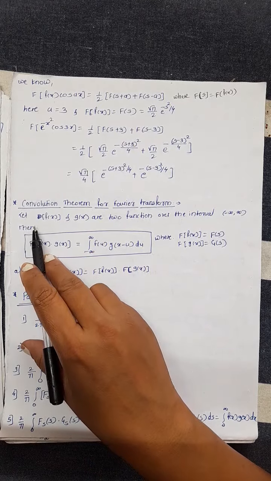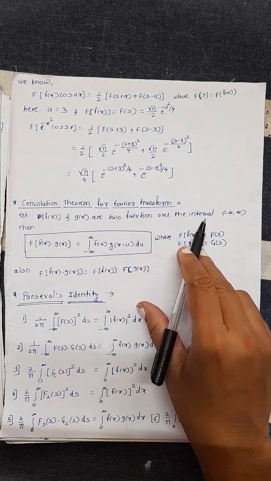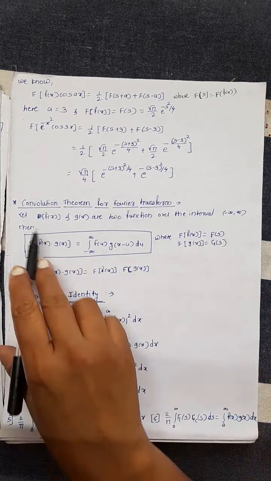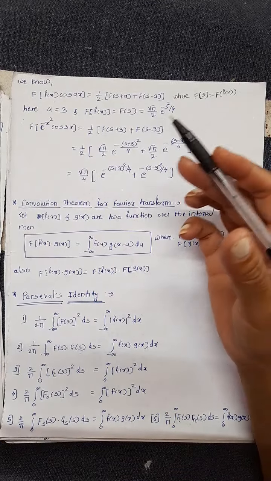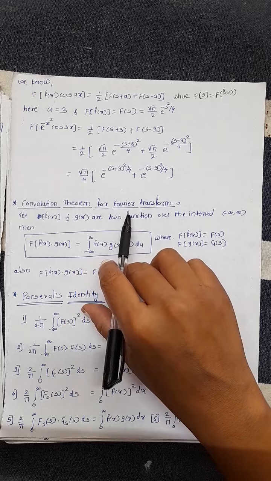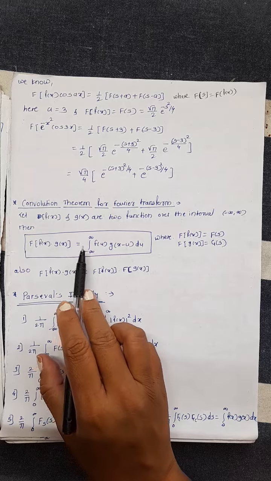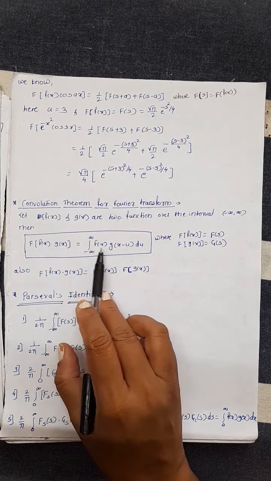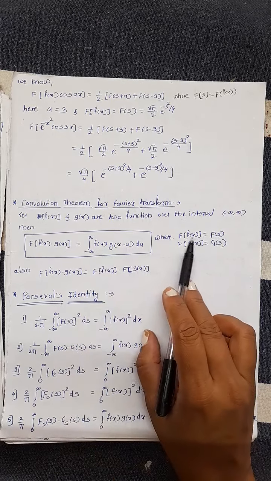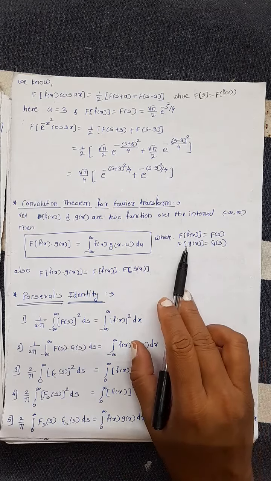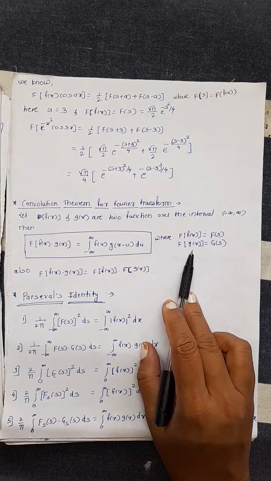This is only a statement, you can mug up this statement. Let f(x) and g(x) be two functions over the interval, obviously minus infinity to plus infinity. This is the statement of the convolution theorem. We have already studied the convolution theorem for Laplace transform. Okay, this is the convolution theorem for Fourier transform. Then the Fourier transform of f(x) into g(x) is given by this integration from minus infinity to plus infinity of f(u) g(x minus u) du, where f(u) is the given function and g(u) is the other function. Okay, other function's Fourier transform.